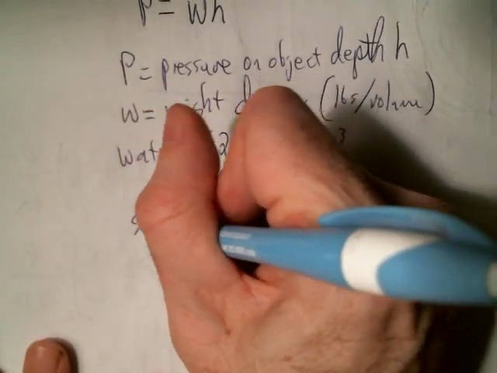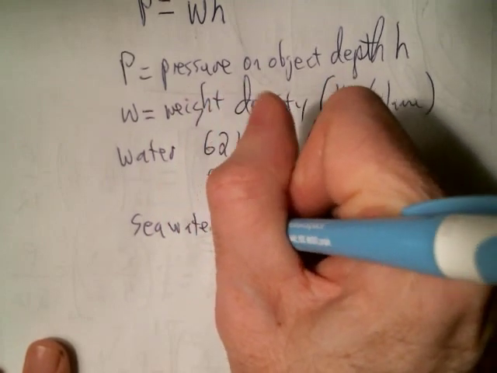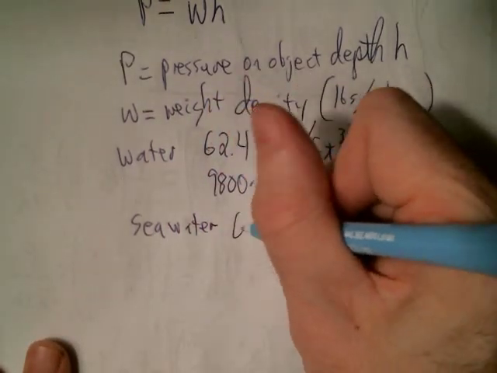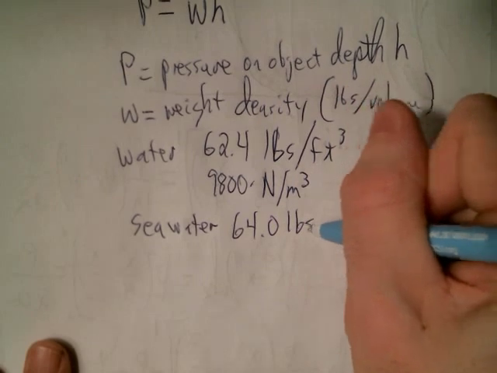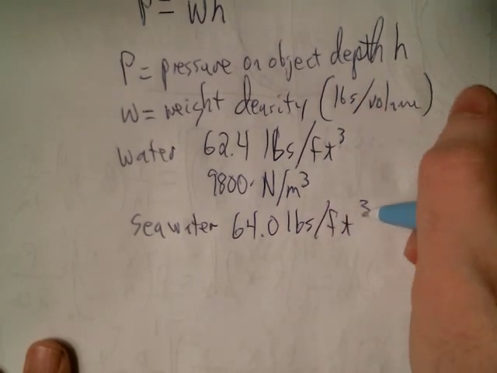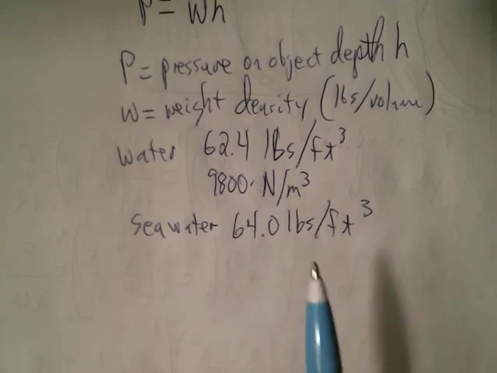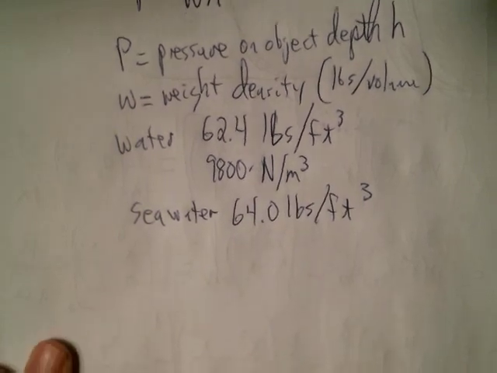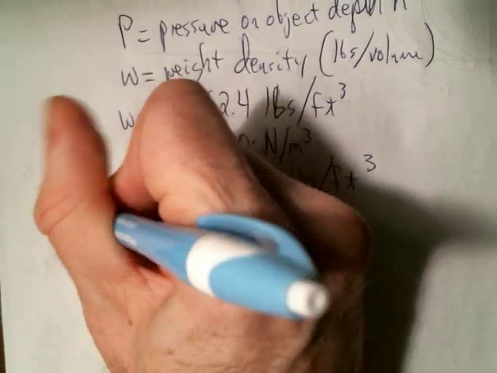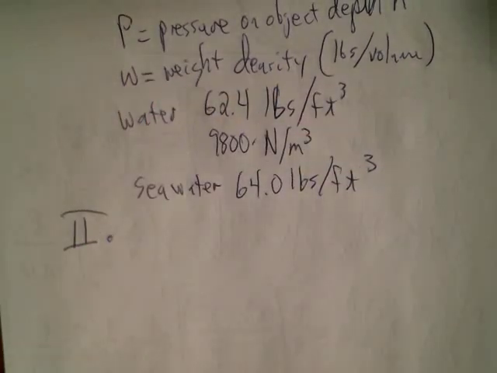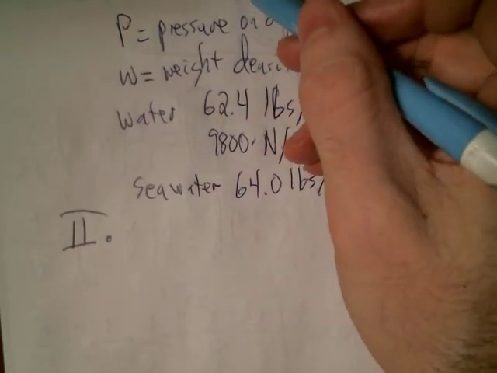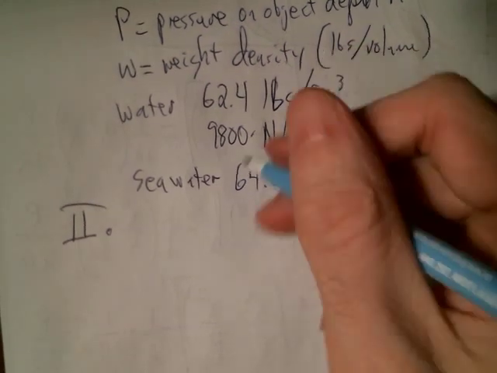Seawater, just be careful, is a little different. If you put some salt in there, it changes things. It'll be 64.0 pounds per cubic foot. So just be careful. Sometimes you get the wrong answer because you use the wrong weight density. Okay. Alrighty then. In order to get the fluid force, you need to multiply the fluid pressure times the area of the object.